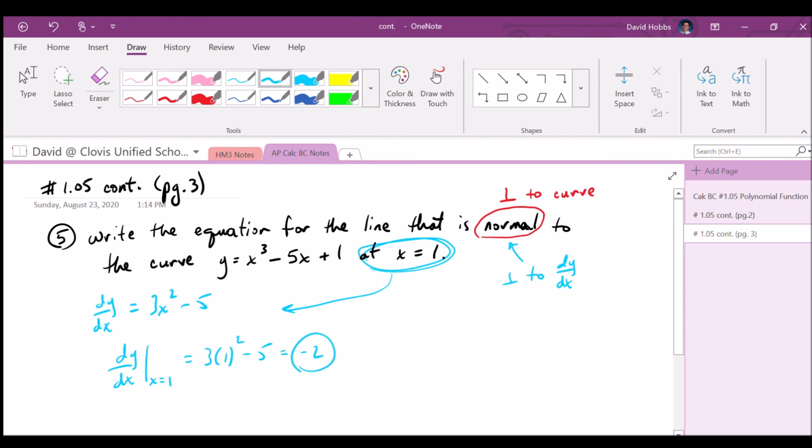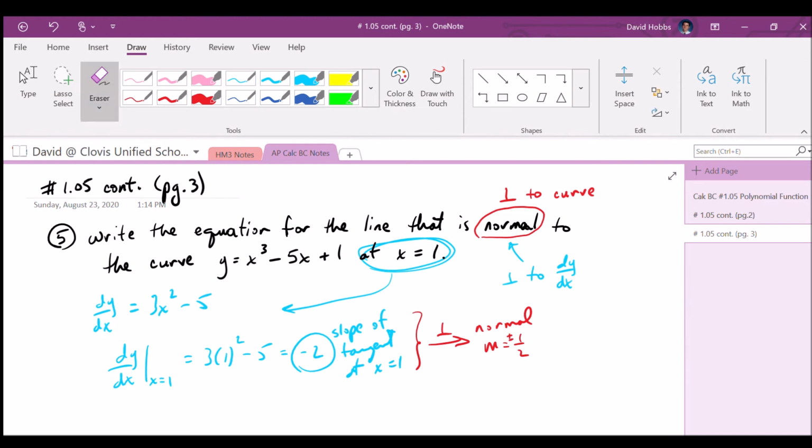Okay, this is the slope of the tangent line at x equals 1. We want the slope of the normal, perpendicular, opposite and reciprocal, so positive 1/2. I don't know why I did a plus or minus. I only want a plus.